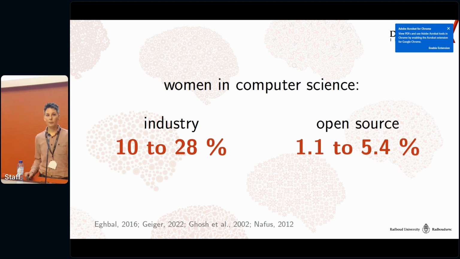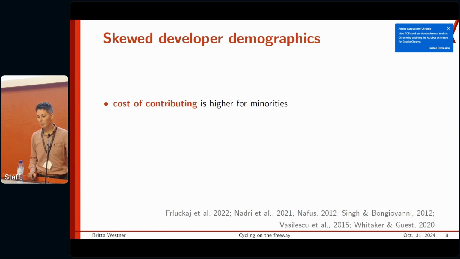That has to do with the informalization of open source. You might say, oh, it's amazing, it's democratic, everybody can just contribute. Yes, but there is a cost of contributing, which usually is higher for minorities. The numbers I have just shown you are for gender. Of course, those numbers reproduce for any other demographic you might think of, where minorities are underrepresented in open source.